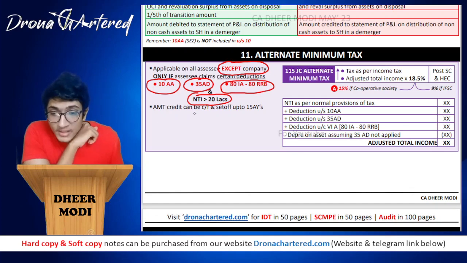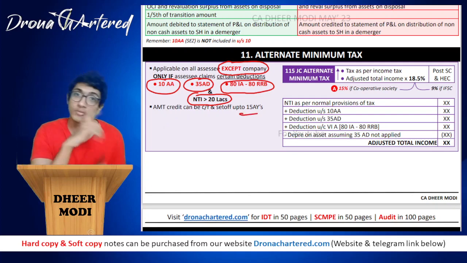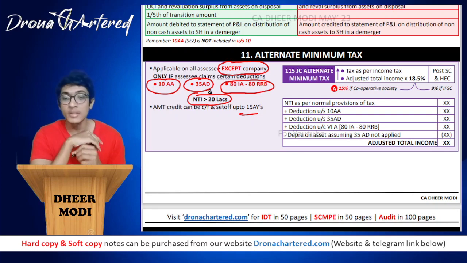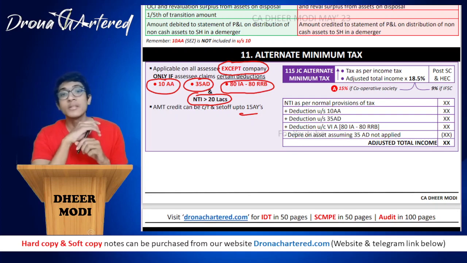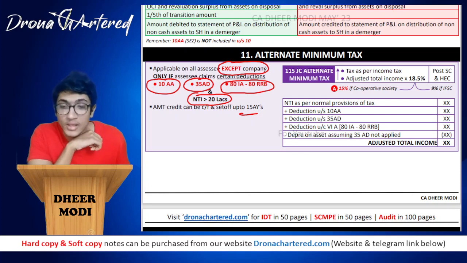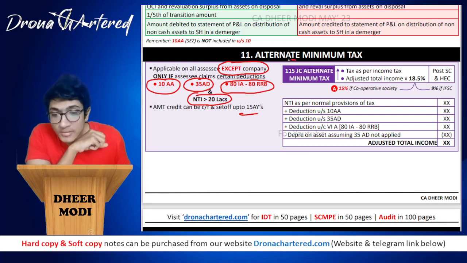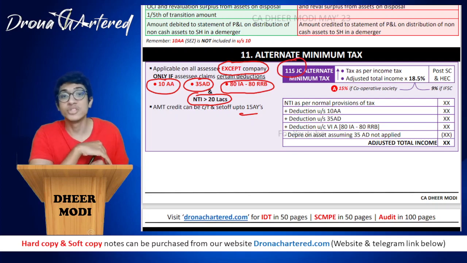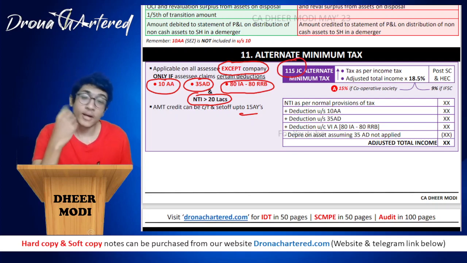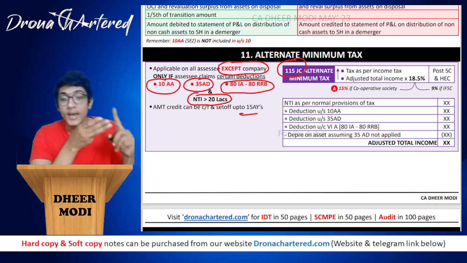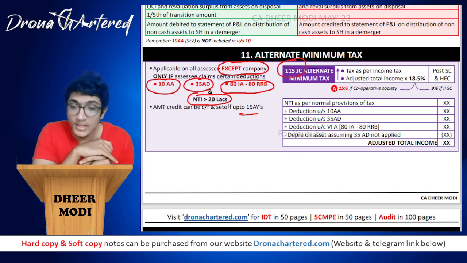Your AMT credit can be carried forward and set off up to 15 assessment years. So we also studied this in your minimum alternate tax. So this remains the same. Now there is an amendment in this chapter. So hear carefully. Now your alternate minimum tax calculation is given by section 115JC. Our minimum alternate tax was given by 115JB. Remember, the section for MAT is 115JB and your AMT is 115JC.